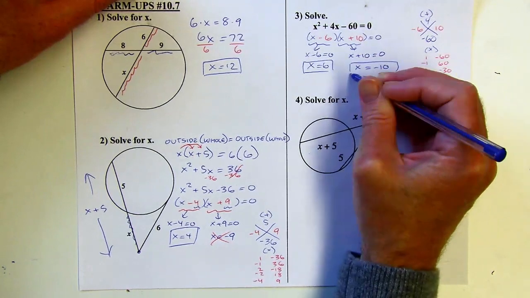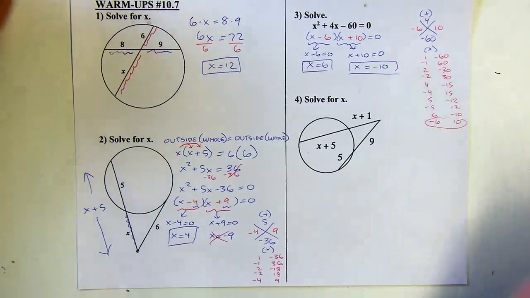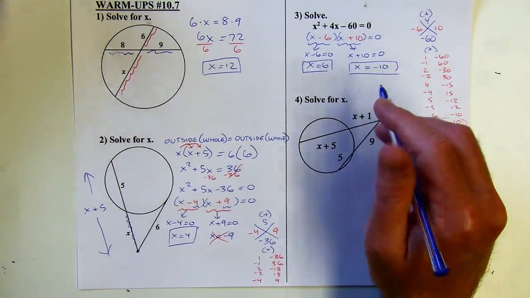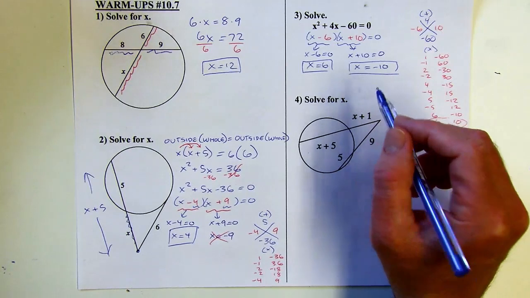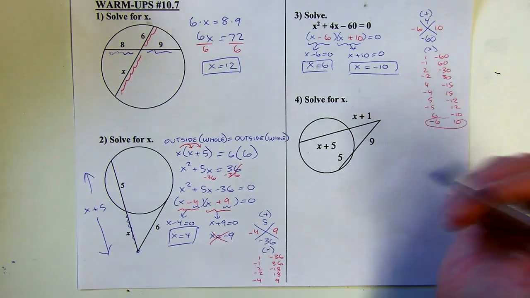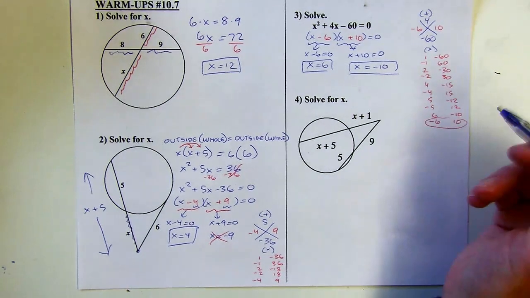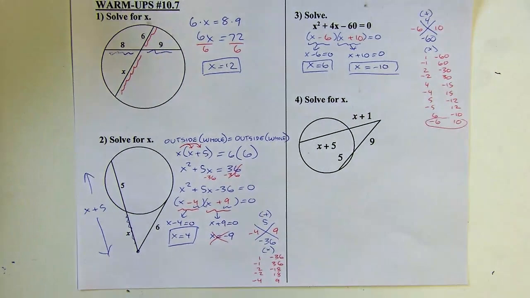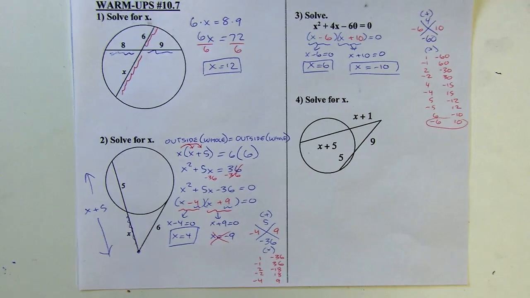There's no diagram, so nothing wrong with having a negative x value. There's never anything wrong with a negative x value. It's just if you get a negative distance, negative length to a segment, or a negative angle, or some measure of an angle, or something like that.